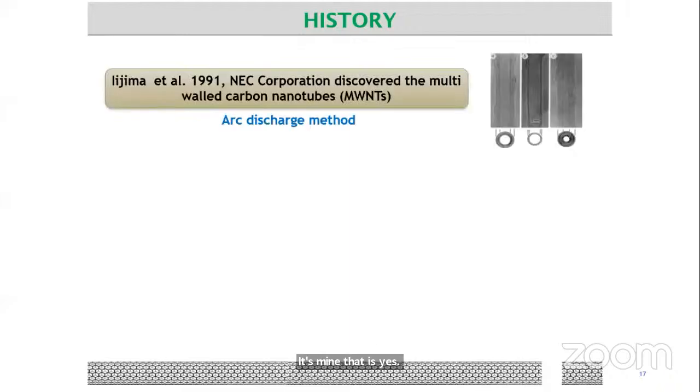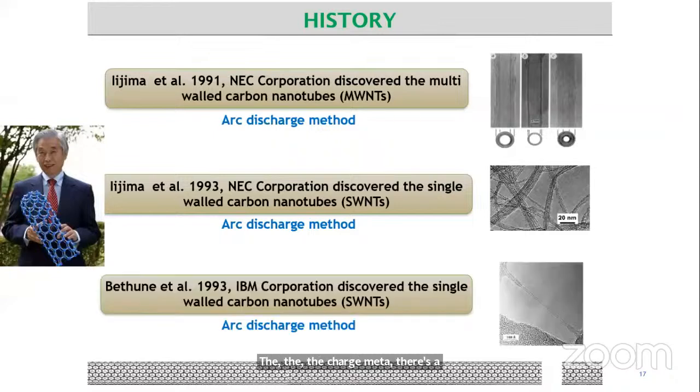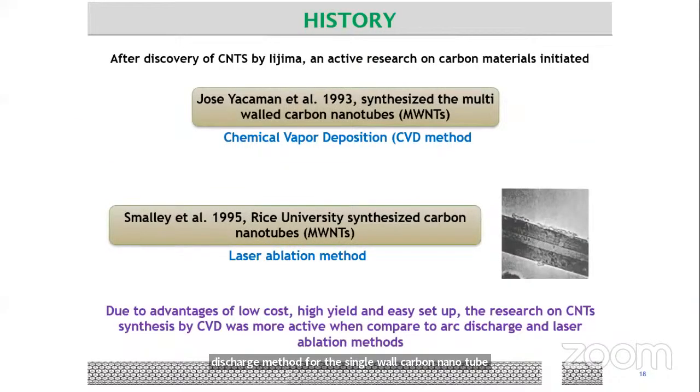Now you can see the history of the discovery of carbon nanotubes. Iijima reported in 1991 a multi-wall carbon nanotube from the arc discharge method, and Iijima again reported in 1993 a single-wall carbon nanotube by the arc discharge method. You can see the images of single-wall carbon nanotubes, and in 1993 Bethune from IBM Corporation reported the arc discharge method for the single-wall carbon nanotube. Later, José-Yacamán in 1993 reported the multi-wall carbon nanotube by the CVD method, and Smalley in 1995 from Rice University reported the single-wall carbon nanotube by the laser ablation method.